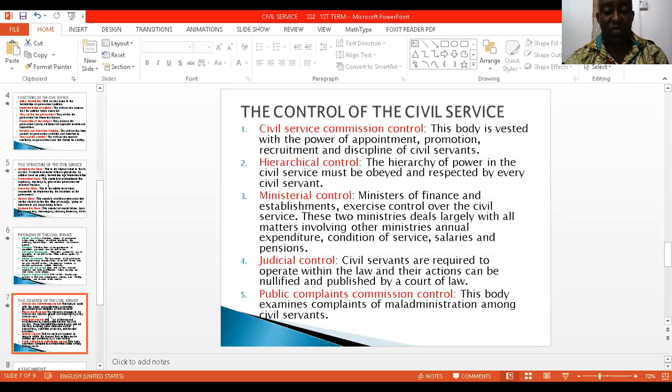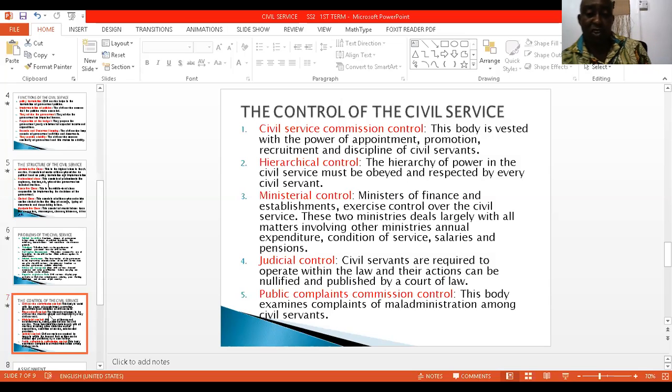Yes, judicial control, civil servants are required to operate within the law, and their actions can be nullified and published by a court of law. They are required to operate within the law. You know, we have laws that guide different establishments. So you must follow those laws. You must be careful of them also, because some of the actions can be nullified and published by a court of law. Even if you have lawyers that will defend you, based on the code of conduct controlling the civil service and your ministry, you don't have any escape. They will pin you on that.